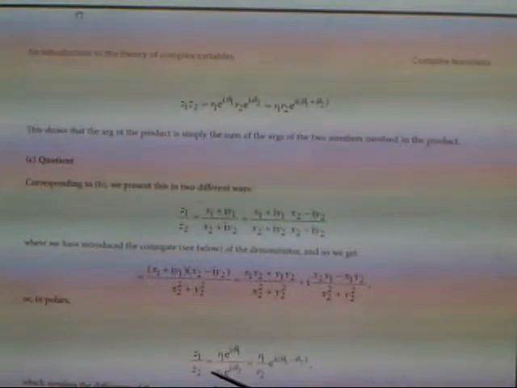And therefore, Z1 divided by Z2 equals r1 e^(iθ1) divided by r2 e^(iθ2). Therefore, it is r1 by r2 multiplied by e^(i(θ1 minus θ2)).